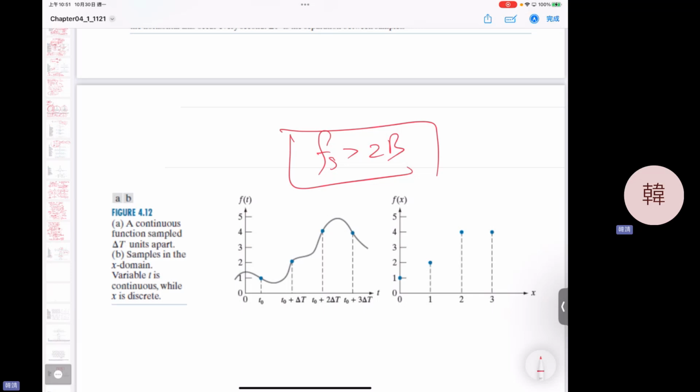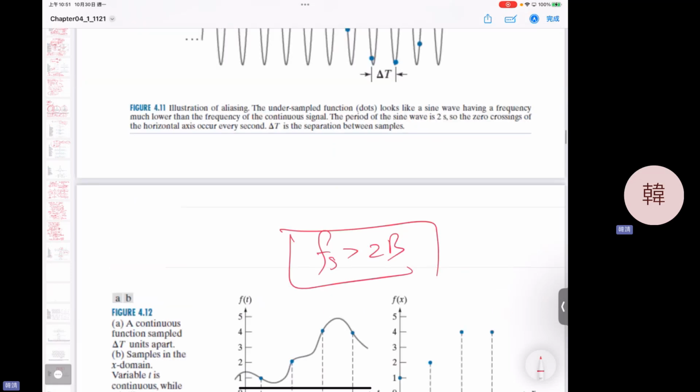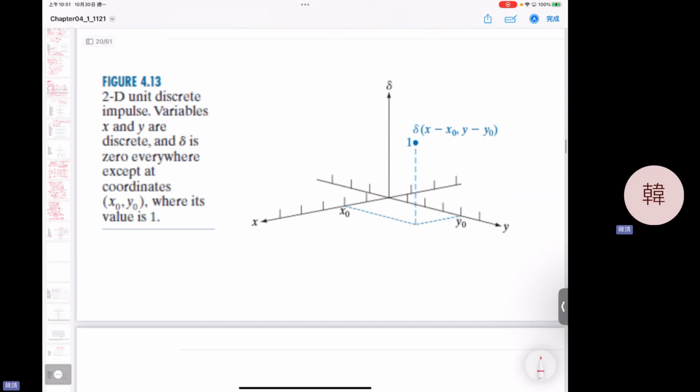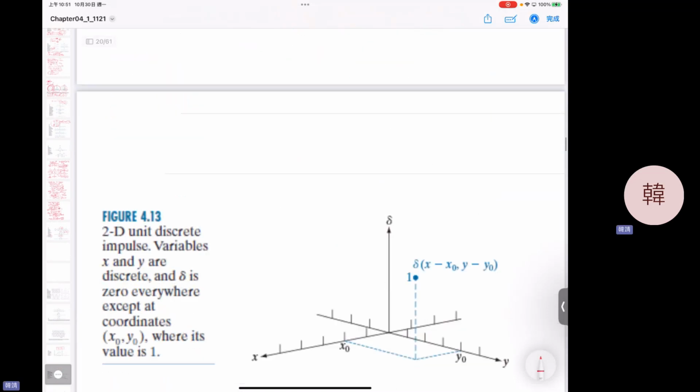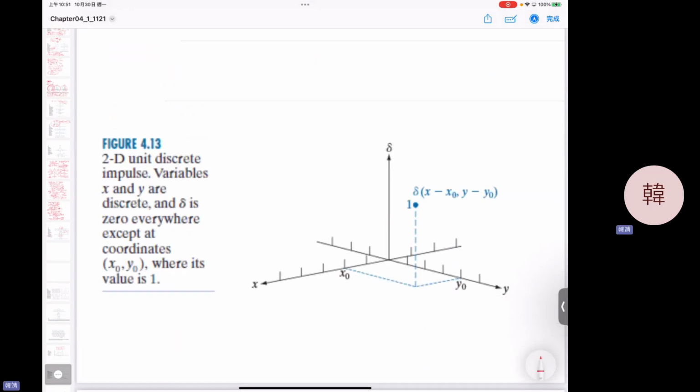Your signal going from minus infinity to positive infinity is impossible. So we have to have some limited signal there. So that's the way we try to describe what the aliasing effect is. Later on we will see the real example. Okay, and we mentioned this one.